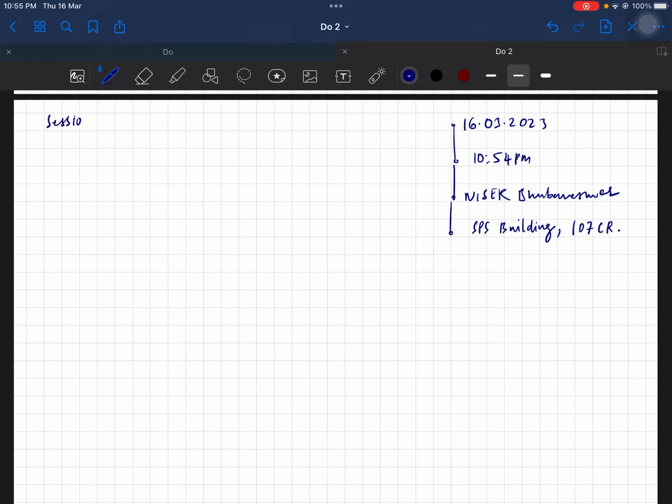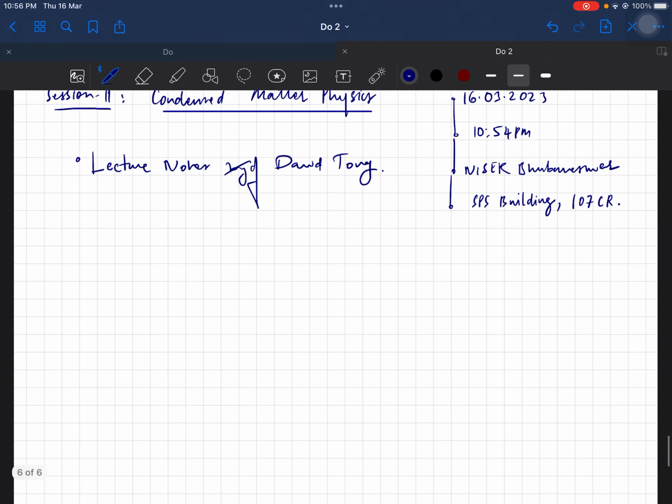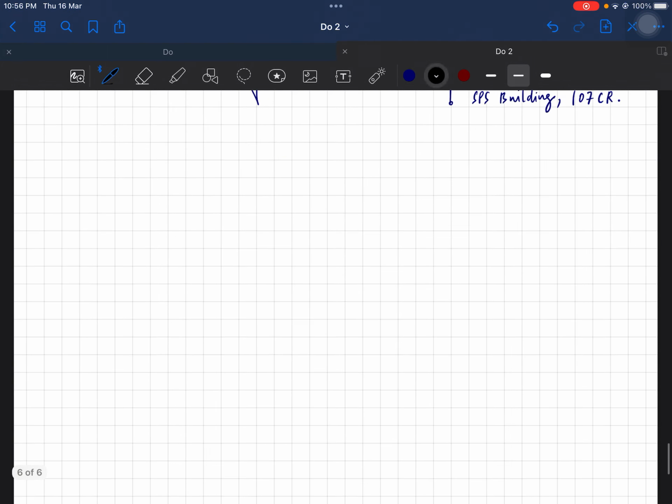And this is the second session of the day in order to understand the theory behind condensed matter. So essentially the source is lecture notes by David Tong. Okay, so what I am reading is the second chapter called band structure.